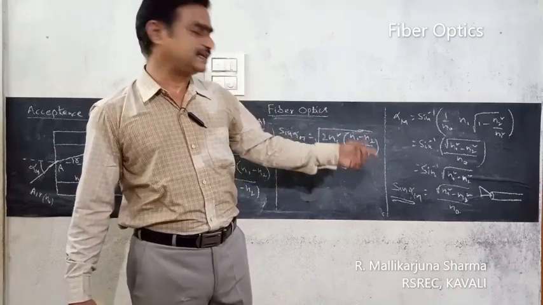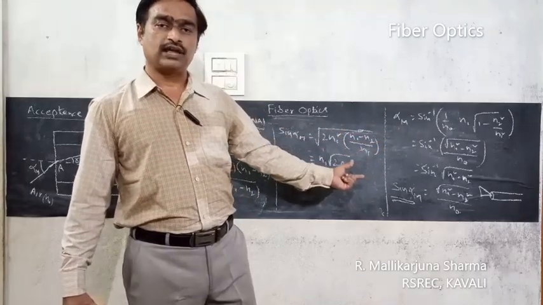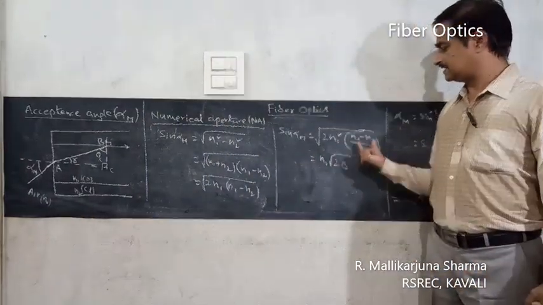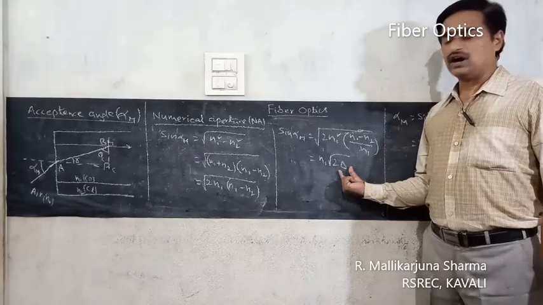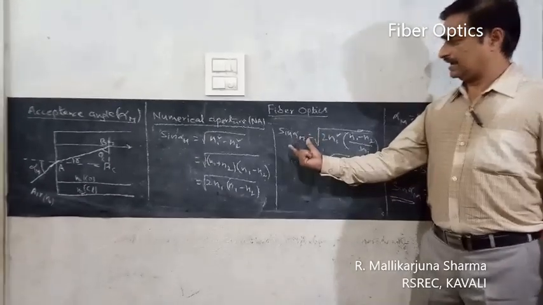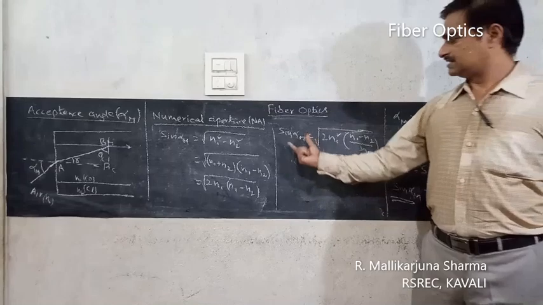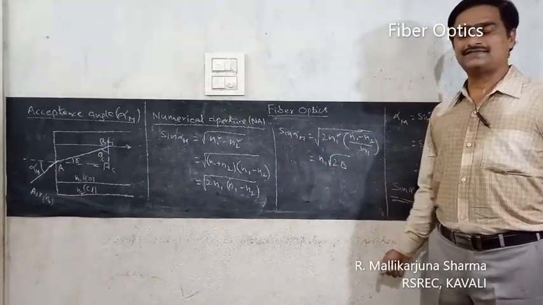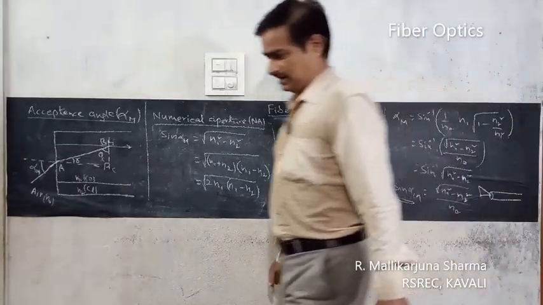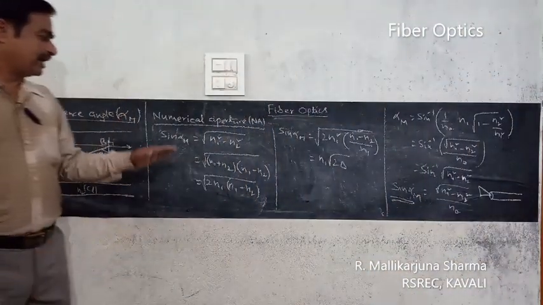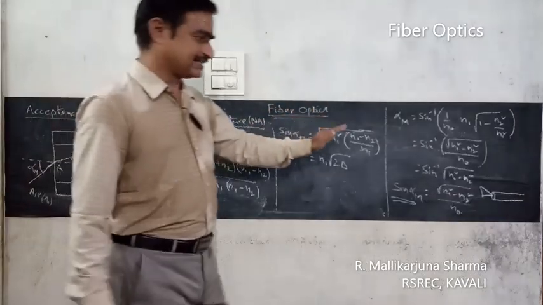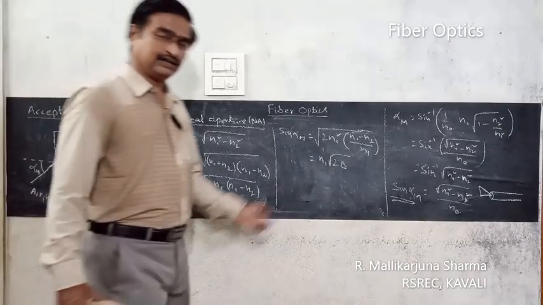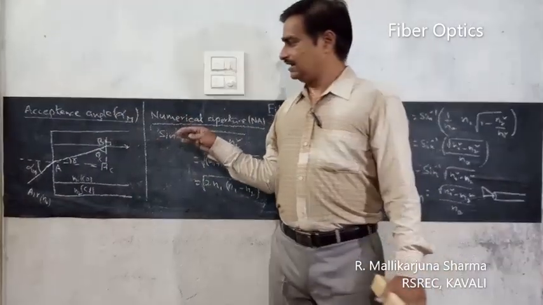That is, what is the change? It means n1 minus n2. What is the maximum value of refractive index? It means n1. That's why this value is called the fractional change of refractive index. We can write this equation like this: sin alpha m is equal to n1 into root of 2 delta, where delta is called the fractional change of refractive index. This is how we calculate how much light is gathered and up to which angle the light is going to be propagated through that optical fiber.